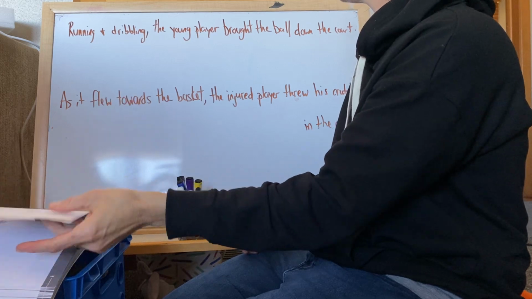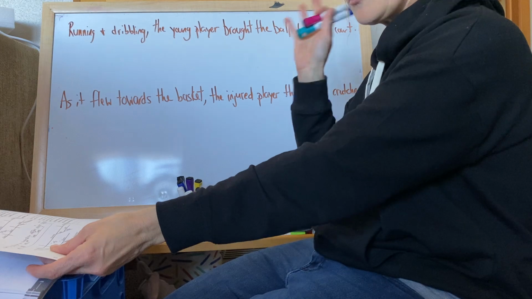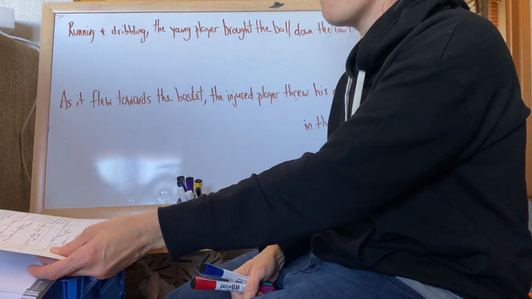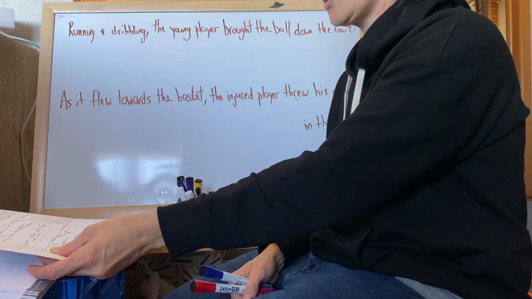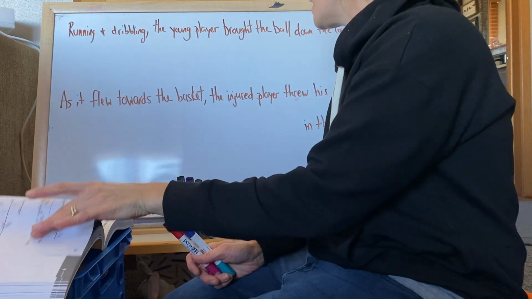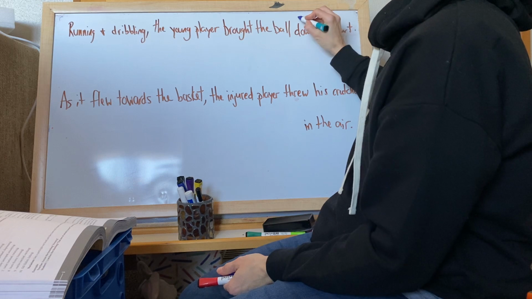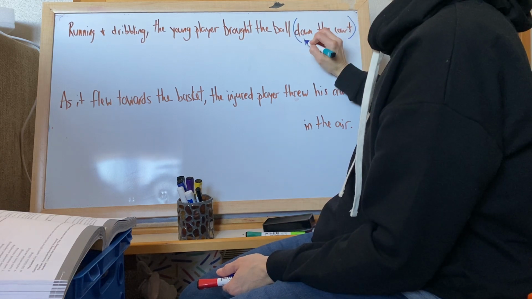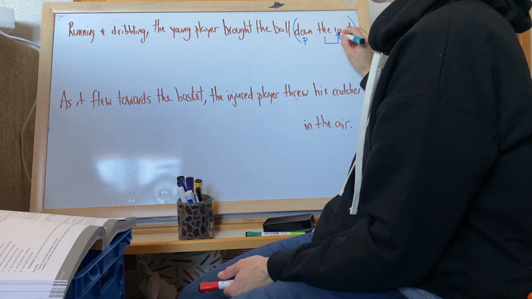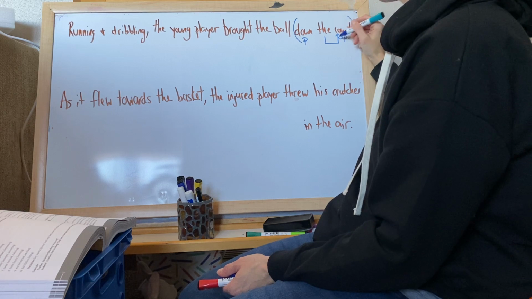Our first sentence, "Running and dribbling, the young player brought the ball down the court." Now, I had a few alarms go off in my head. I saw a preposition. I saw a conjunction. Rosine saw a conjunction. Okay, so let's keep that in mind. Any prepositional phrases? Down the court. Down is our preposition. Court is the object of the preposition.